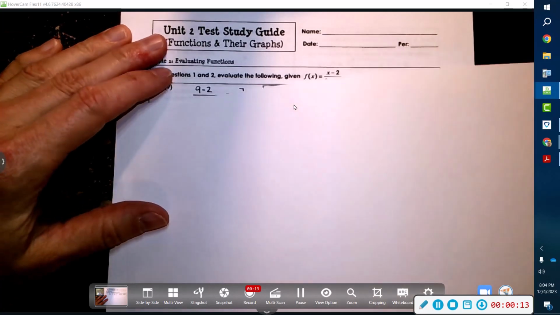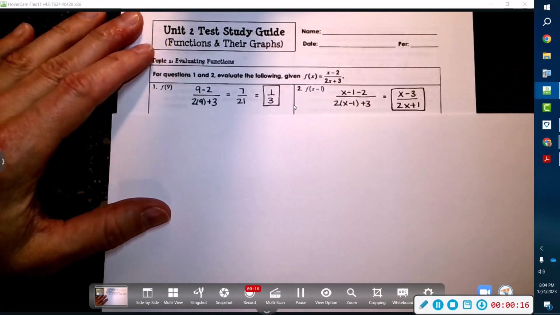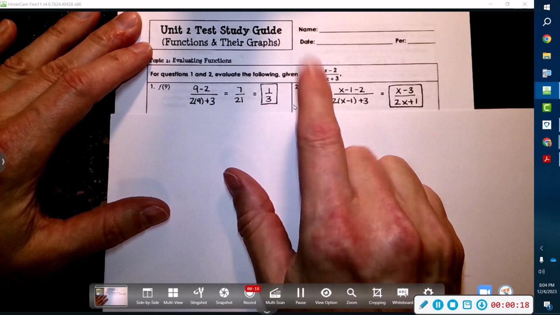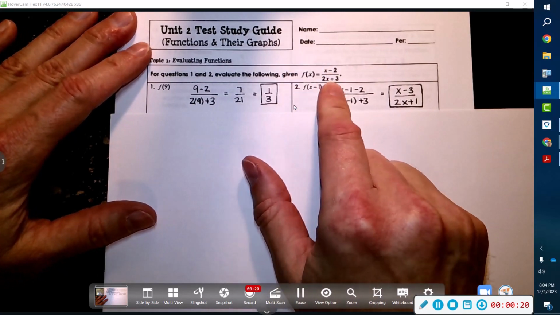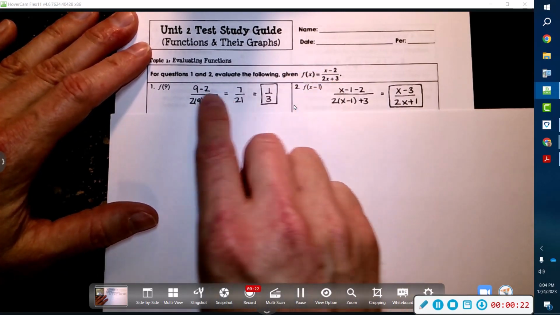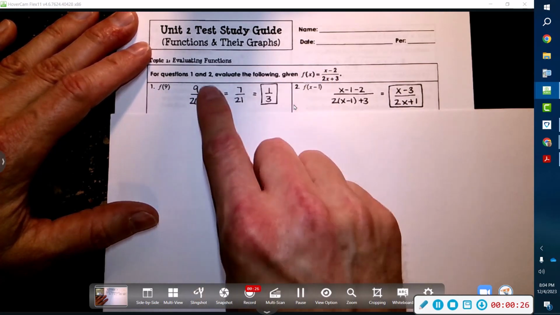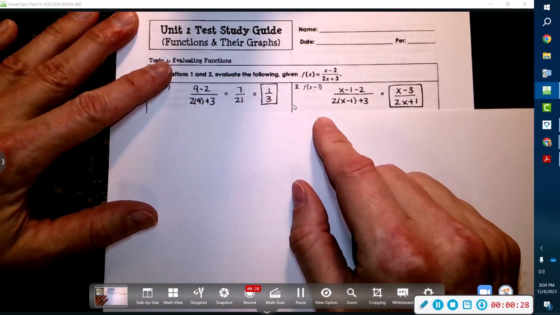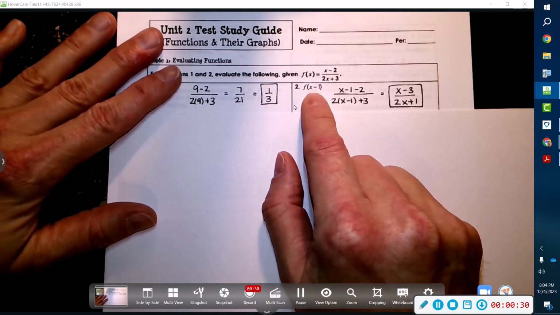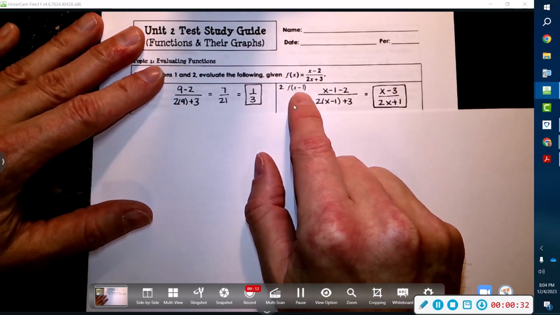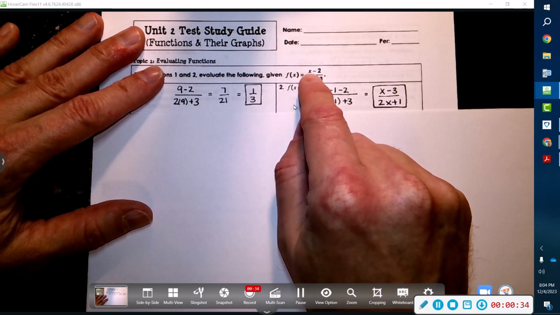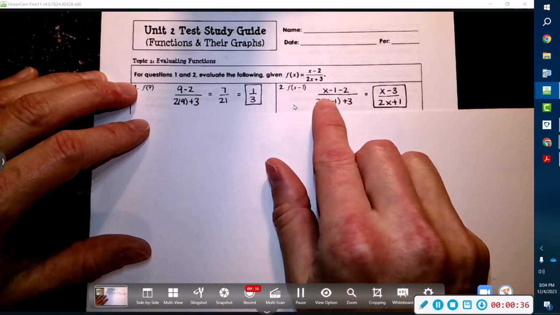All right, let's talk about these really quick. I'm going to kind of go over the answers here. You've got a function defined here. It's a rational function. When it asks for f of 9, that 9 just goes right into where the x's are, and we just evaluate, no big deal. Now, when you do the x minus 1, however, the x minus 1 goes into the location where the x is. So it just kind of opens up like a window, and you can see it right here.